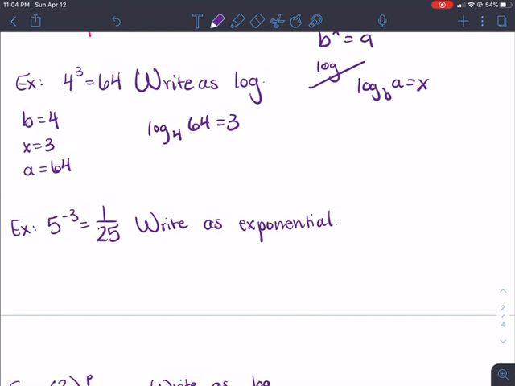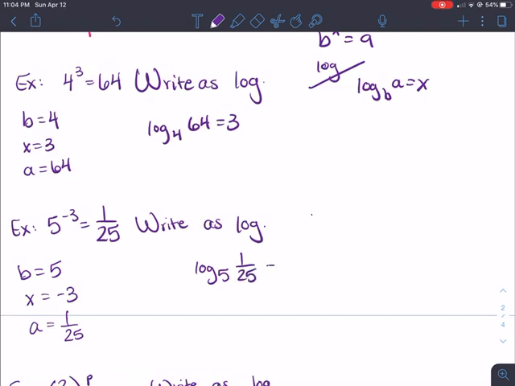5 to the power of negative 3 equals 1 over 25. Okay, I wrote this down wrong. This is actually supposed to say log. So what we're going to do is b equals 5, x equals negative 3, and our a is equal to 1 over 25. So we write this as log base 5 of 1 over 25 equals negative 3. That is how you would write that.